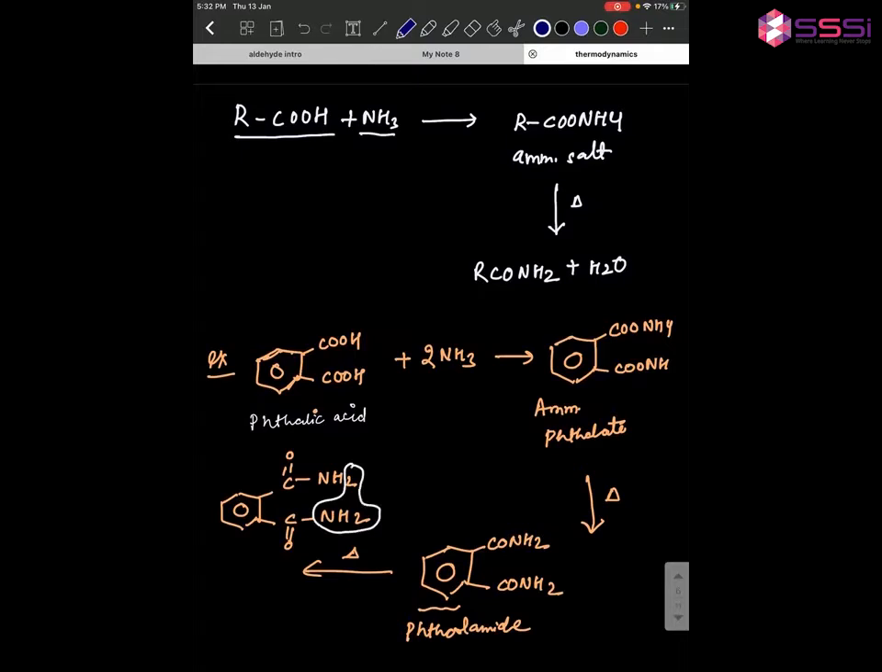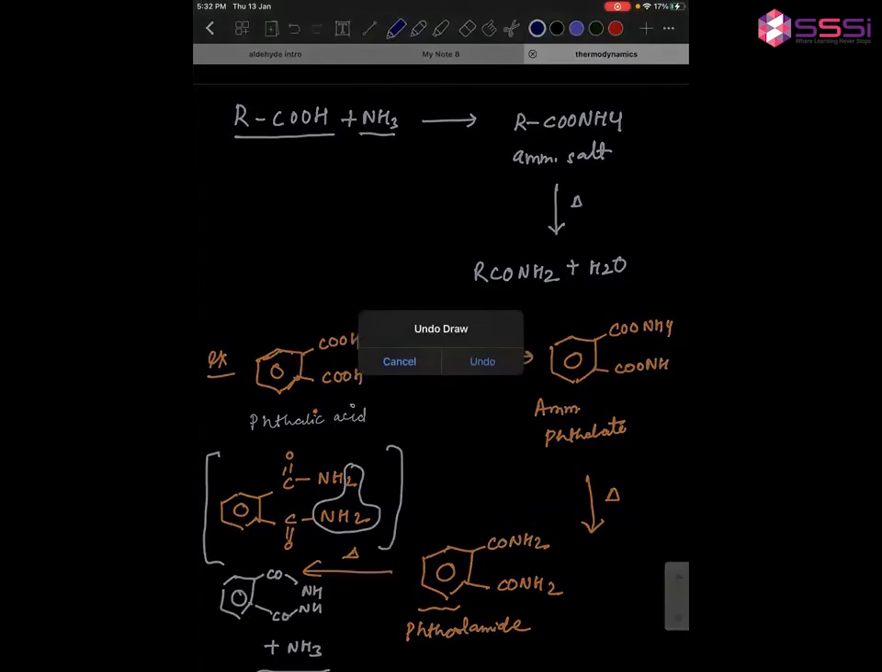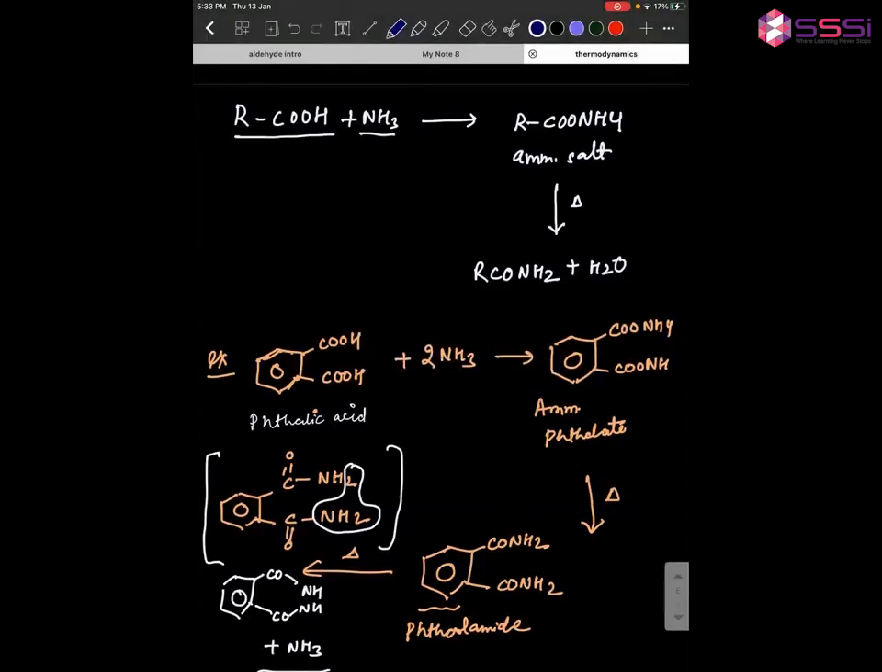So one of the products is this CONH, along with ammonia. We added two molecules of ammonia, and in the product we get one molecule of ammonia out. So this is how a carboxylic acid is converted into amide on reaction with ammonia. This was the third type where cleavage of OH bond takes place.